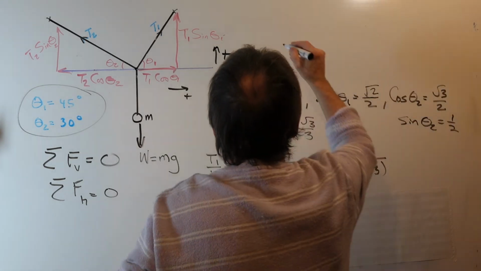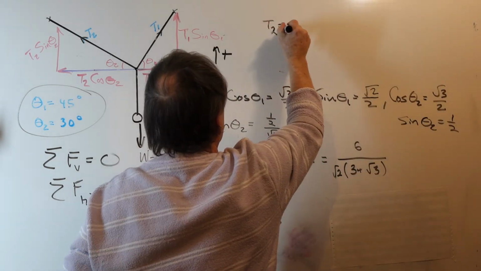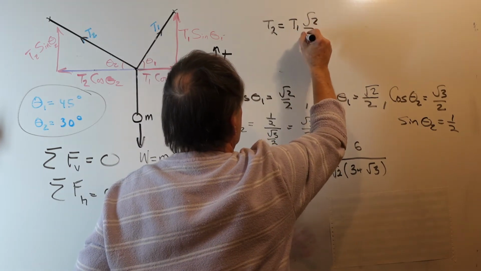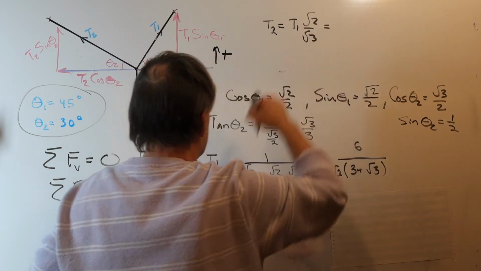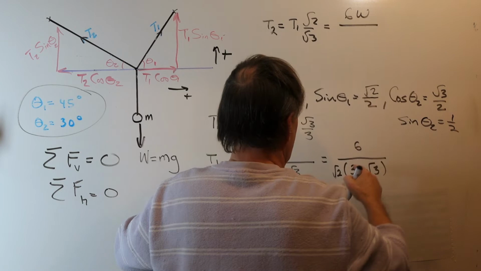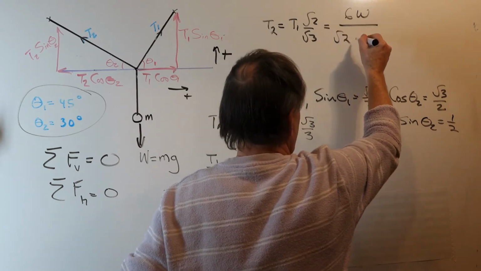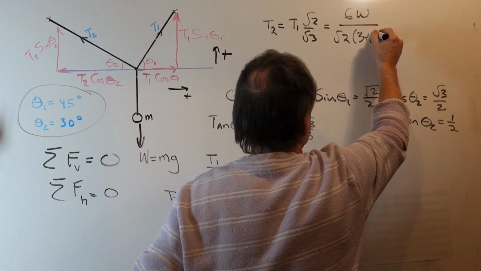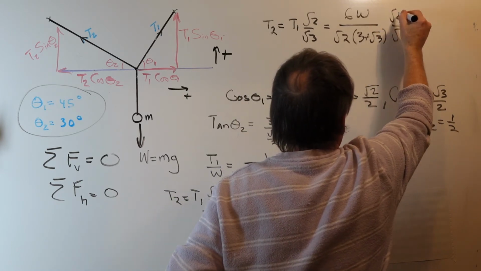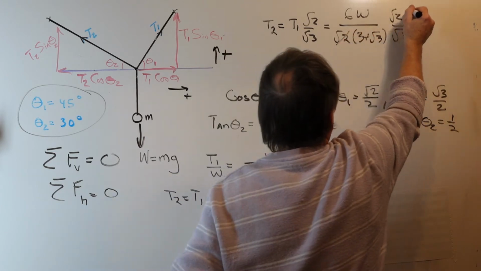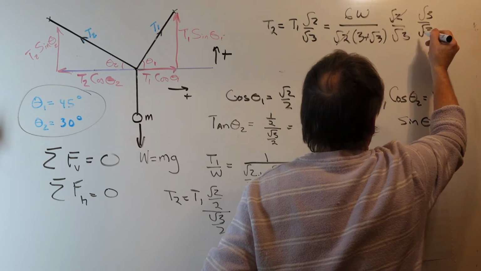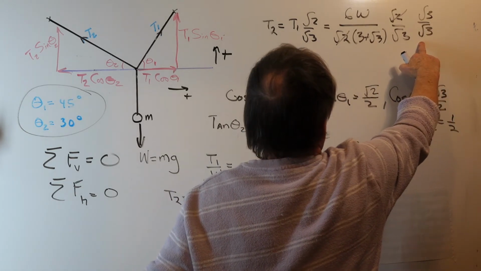So T2 then will be T1 times the square root of 2 over the square root of 3. T1 then is 6W divided by the square root of 2 times 3 plus the square root of 3, and this is the square root of 2 divided by the square root of 3. Our square root of 2's cancel. We multiply numerator and denominator by the square root of 3. Square root of 3 times the square root of 3 is 3.